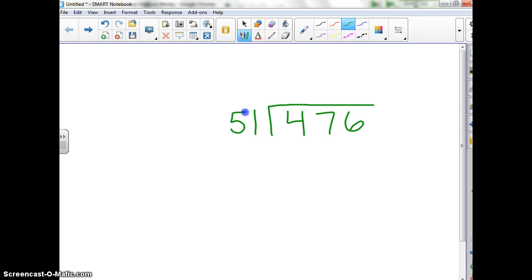Let's talk through this together. How many 51s are there in 4? 0. How many 51s are in 47? 0. Now, I'm going to cover up my 6. I'm going to cover up my 1. How many 5s are there in 47? Aiden? Pardon? 9. Let's try it. Whoops, wrong color. Let's try it and see if it'll work. 51 times 9. 9. Will that work? Yep. Sure it will.